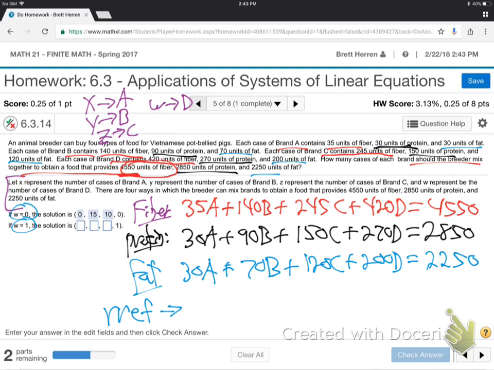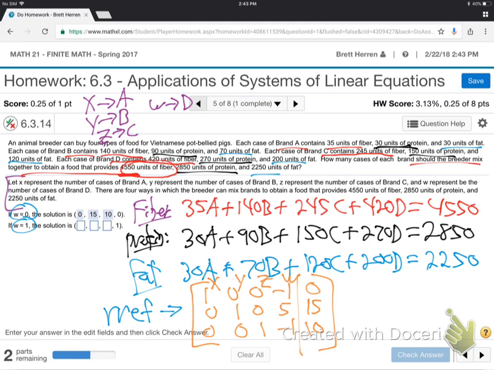So what we get is 1, 0, 0, minus 1, 0, 0, 1, 0, 5, 15, 0, 0, 1, minus 1, 10. So we got that. Now what does that mean? Well, again, the first one is X, Y, Z, W, and then these are equals, equals, equals.